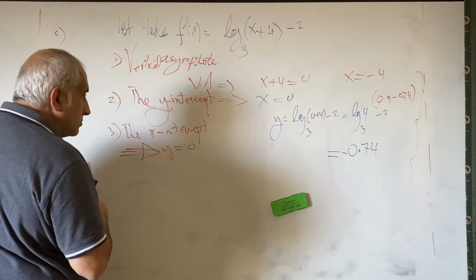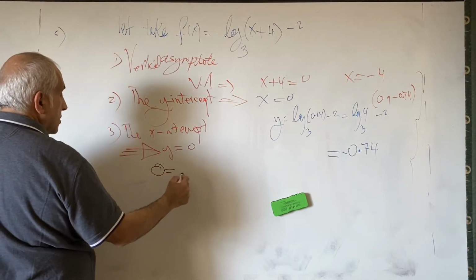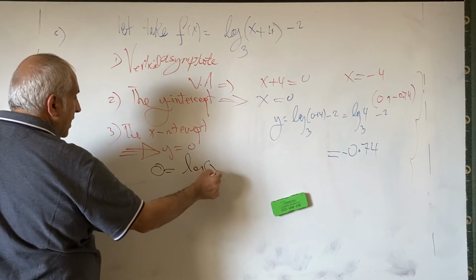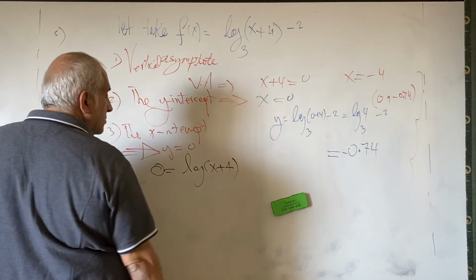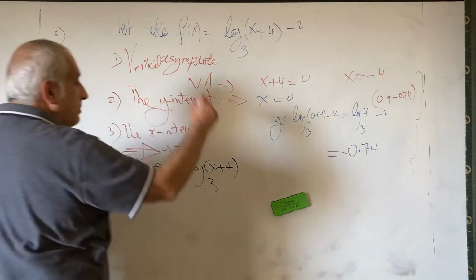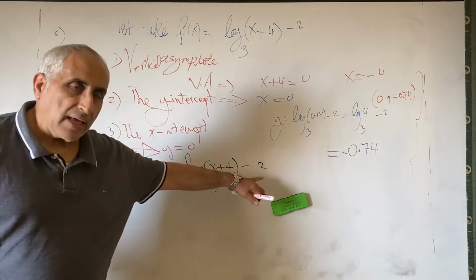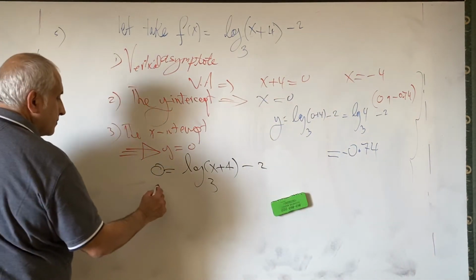So let's find out. y equals 0: 0 equals log base 3 of (x plus 4), minus 2. As normal, you're going to get rid of the 2. You're going to bring it here.